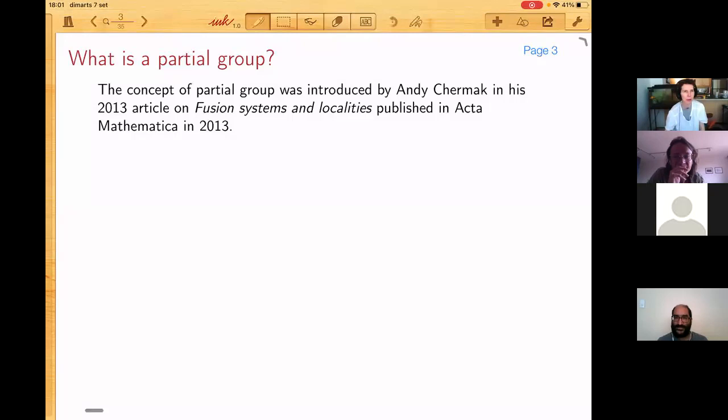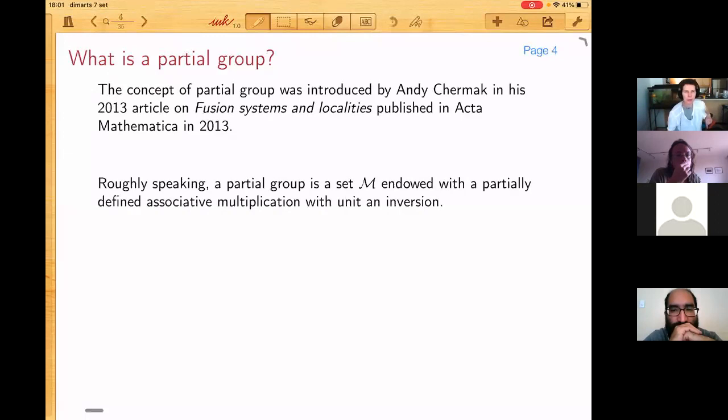Okay. So which part of the classical theory can we extend, and in which way can we do that? The concept of partial group was introduced by Andy Chermak in his 2013 article on fusion systems and localities, published in Acta Mathematica. Roughly speaking, a partial group is a set endowed with a partially defined associative multiplication with unit and inversion, what you would expect, essentially, right?